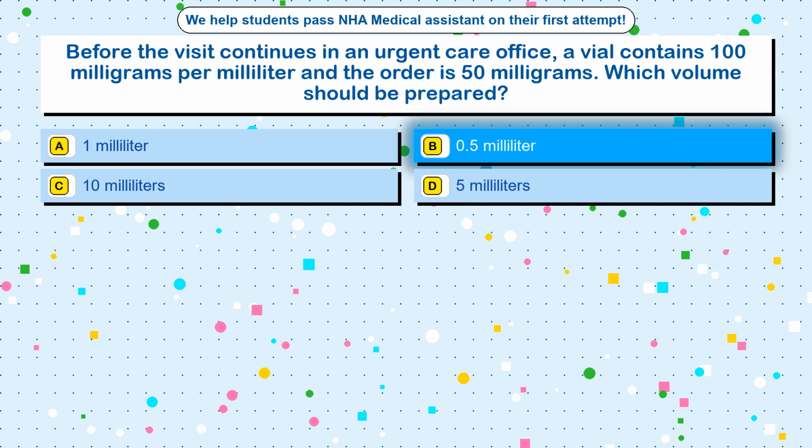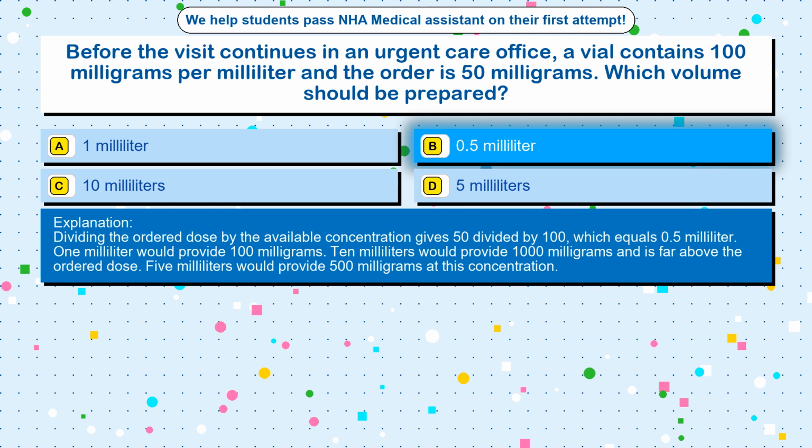The correct answer is option B, 0.5 milliliter. Dividing the ordered dose by the available concentration gives 50 divided by 100, which equals 0.5 milliliter. 1 milliliter would provide 100 milligrams. 10 milliliters would provide 1000 milligrams and is far above the ordered dose. 5 milliliters would provide 500 milligrams at this concentration.